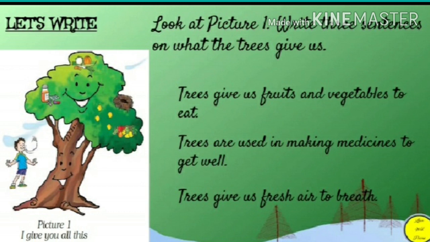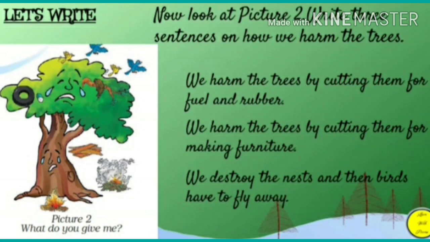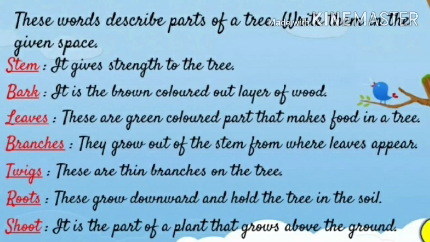First one, trees give us fruits and vegetables to eat. Trees are used in making medicines to get well. Trees give us fresh air to breathe. Then second one. Now look at picture 2. Write 3 sentences on how we harm the trees. We harm the trees by cutting them for fuel and rubber. We harm the trees by cutting them for making furniture. We destroy their nests and the birds have to fly away.